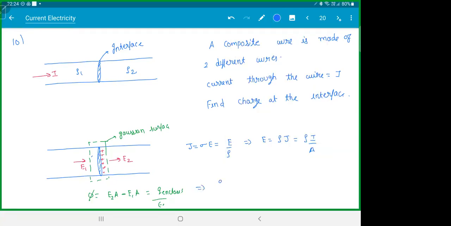So this thing turns out to be charge enclosed. It will be epsilon into (E2 minus E1) into area. What is E2 minus E1? Epsilon into (rho 2 minus rho 1) by area. Area cancels off. Answer is epsilon into I into (rho 2 minus rho 1). Check, that's your answer. So the idea is you have to use Gauss law. Basically, using J equals sigma E, find field, from field use Gauss law, and from there you finish it off.